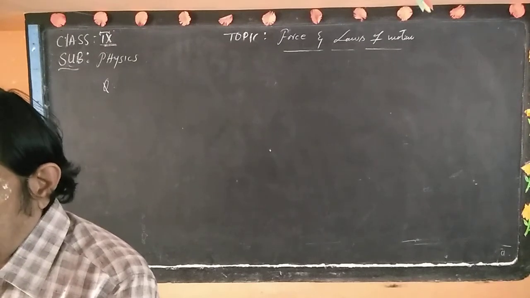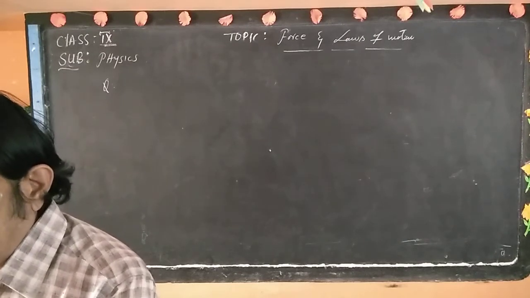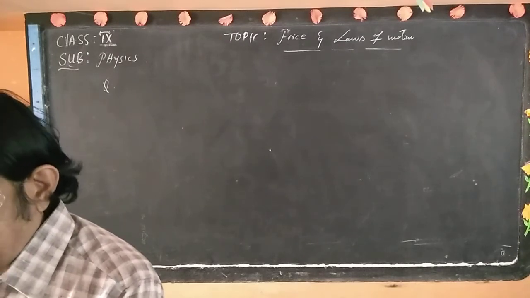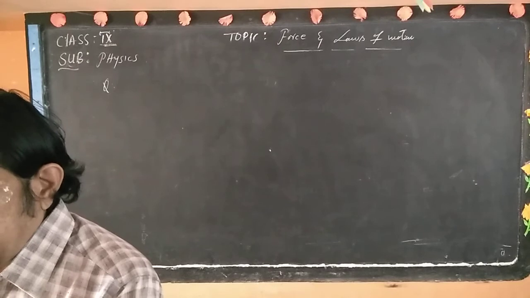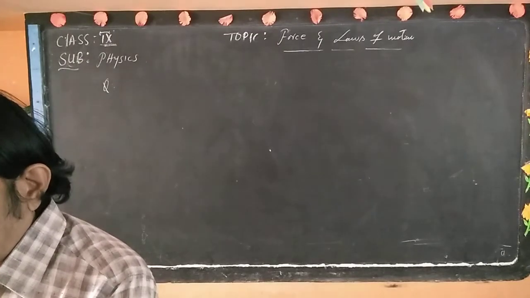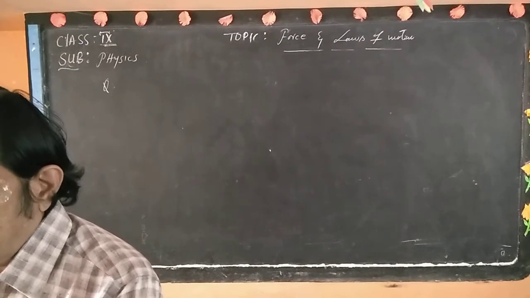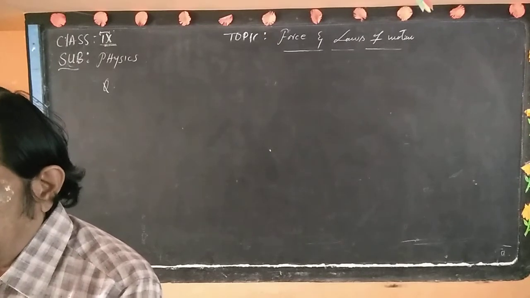So here we apply the conservation of momentum: m1 u1 plus m2 u2 is equal to m1 v1 plus m2 v2. This formula is to be applied to calculate the v2 value.